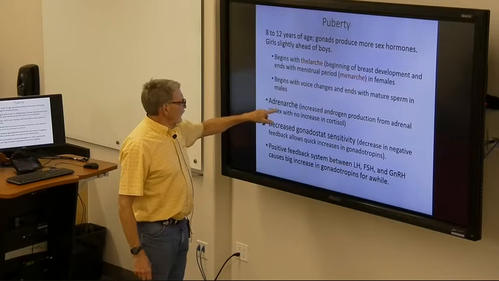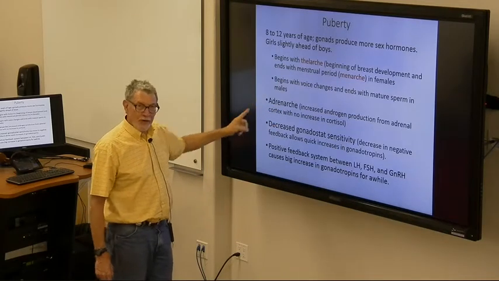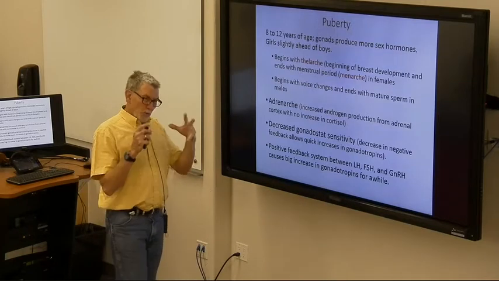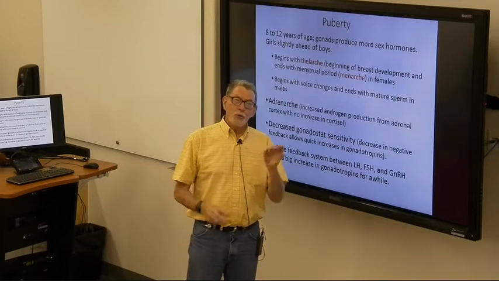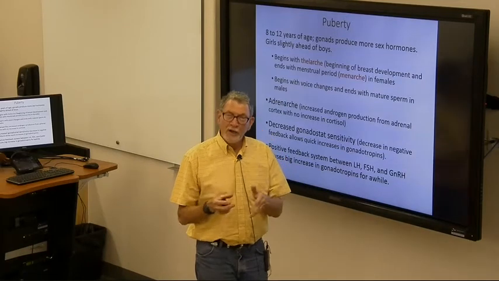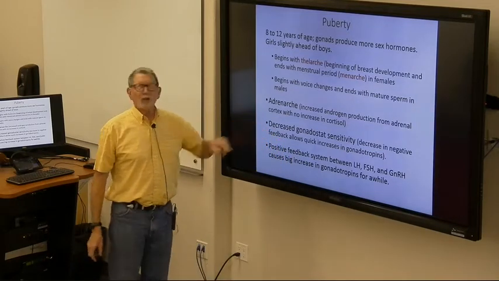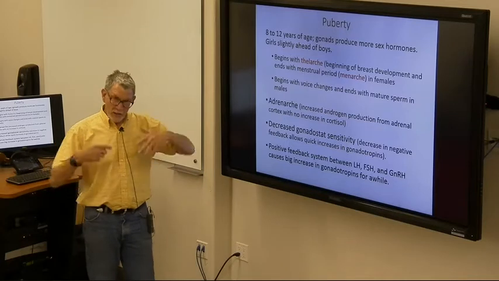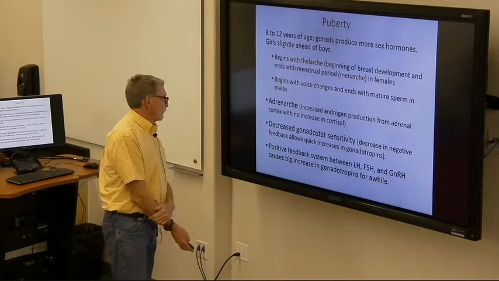Adrenarche is when you first start making adrenal steroids. If you remember, the adrenal cortex makes cortisol and aldosterone, but it also makes small amounts of testosterone, dihydrotestosterone, and estrogens, and that increases at that time too. That helps boost the conversion to a mature person.